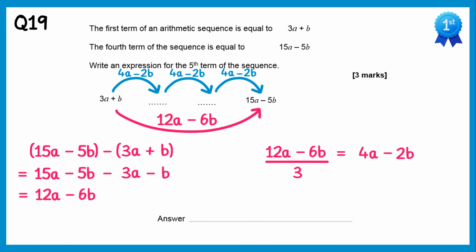We've been asked for the fifth term, which comes after the fourth term, so we're already on 15a minus 5b, so we need to do another 4a, take away 2b. 15a, add 4a, is 19a, and minus 5b minus another 2b is minus 7b. So the answer is 19a minus 7b.